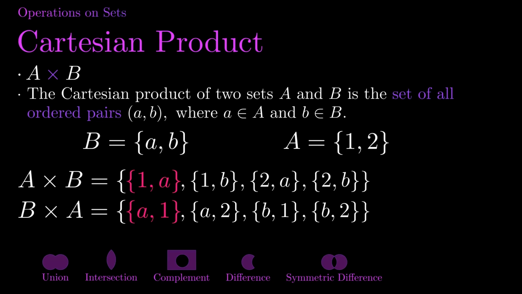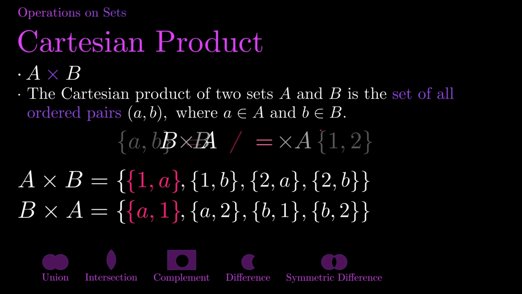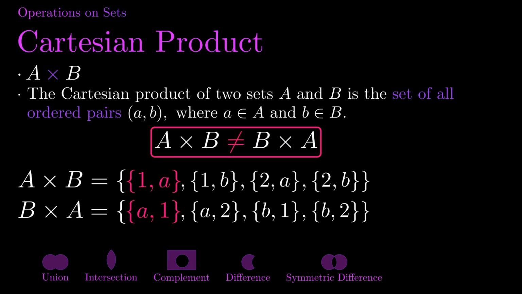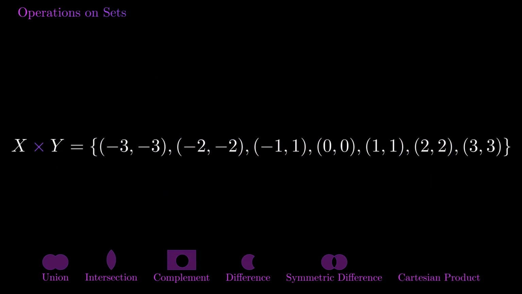No. In ordered pairs, the order matters. Because the pairs are different, the sets are different. This means that, in general, A times B is not equal to B times A. This operation is not commutative.